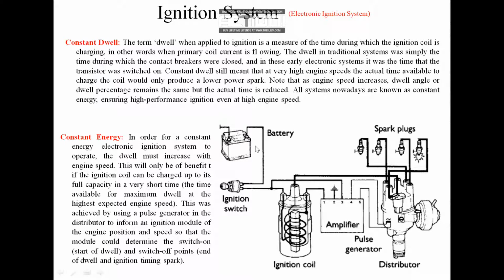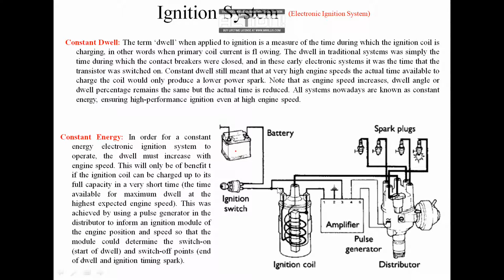But in the case of two-wheelers, somewhere we are using a battery as a source, and in some cases we are using an AC generator as the power source. Now here we are using the battery as the power source, and in the same way the battery gives the supply through the ignition switch.